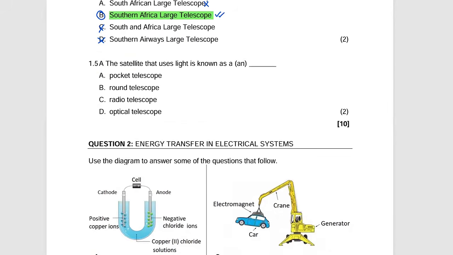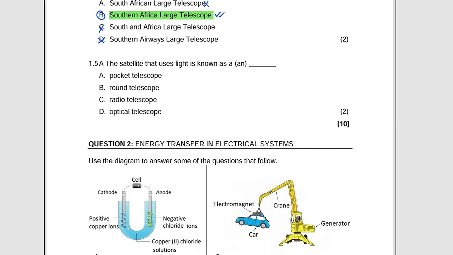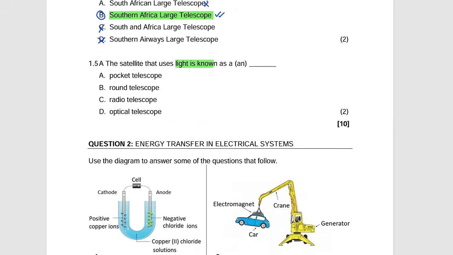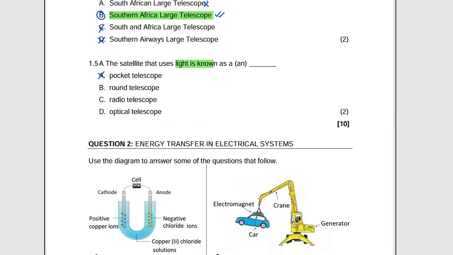Moving on to 1.5, it says here, the telescope that uses light is known as, right? So our option D is the one that is referred to as an optical telescope. Whenever you see light there, a telescope that uses light is referred to as an optical telescope. So let's look at our options there. A, pocket telescope, incorrect. Round telescope, incorrect. Radio telescope, incorrect. Then our option D there says optical telescope. So our option D is the correct one.